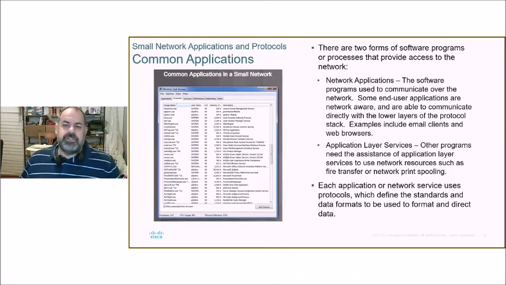So common applications, there are 2 forms of software programs or processes that provide access to the network. So network applications, and so the software programs used to communicate over the network. Some end user applications are network aware and are able to communicate directly with lower layers in the protocol stack. Examples include email clients and web browsers. And then our application layer services. Other programs need the assistance of the application layer services to use network resources such as file transfer and network printing. So we spoke about SMB last chapter. That's actually an application layer service that supports non-network aware applications.